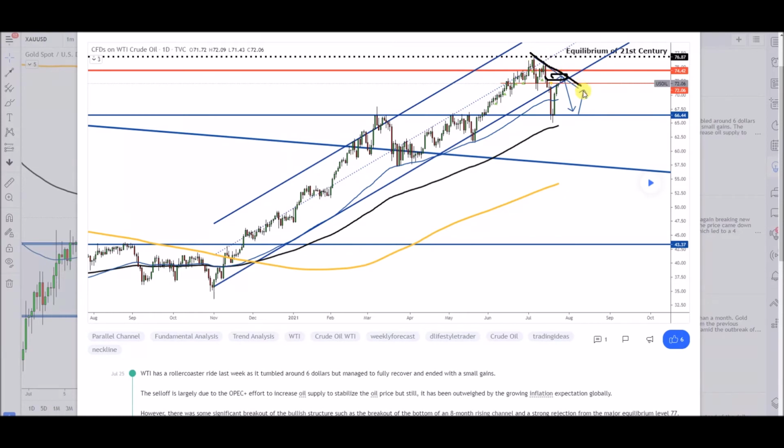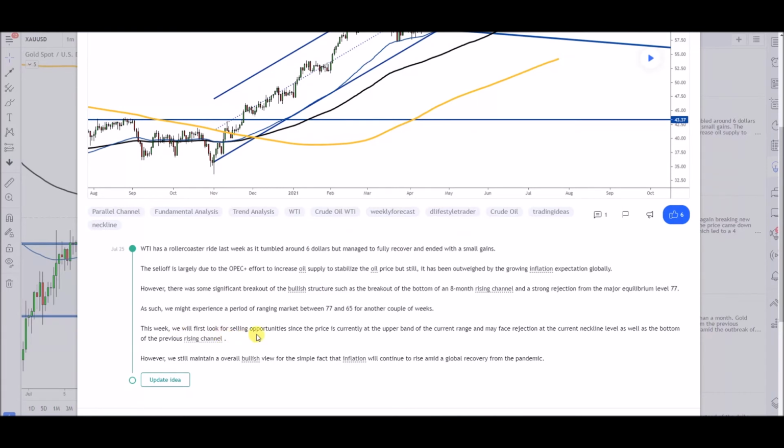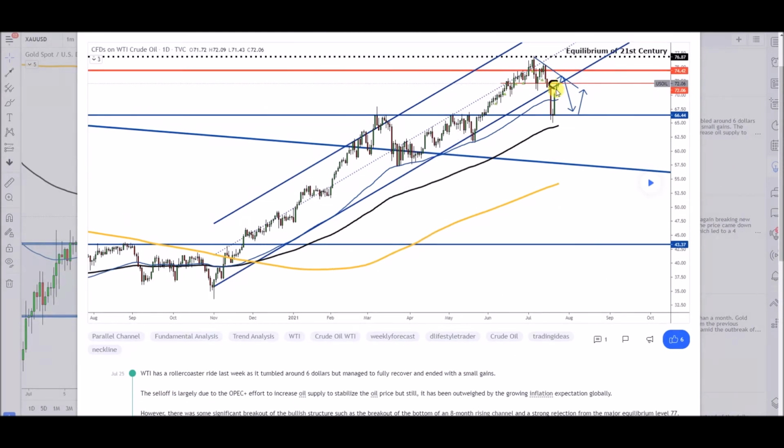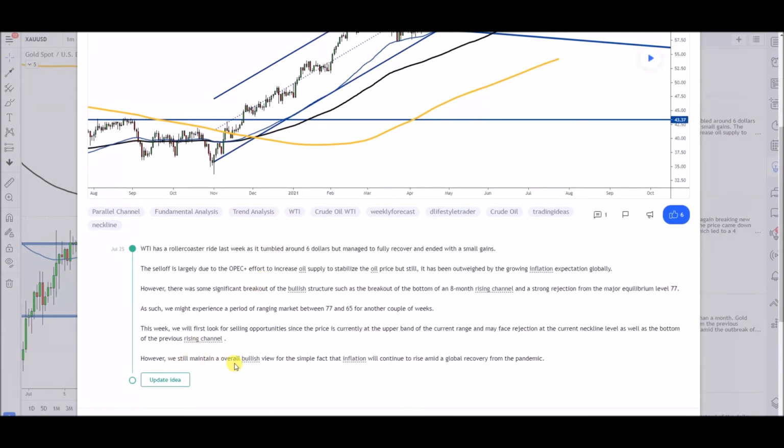We have a trend line right here, and therefore this week we will first look for selling opportunities, since the price is already at the upper band of the current range, and may face rejection at the current neckline level as well as the bottom of the previous rising channel. So right now it's at the bottom of the channel, and of course the neckline right here. So we have technical resistance to look for a selling opportunity. However, we still maintain an overall bullish view for the simple fact that inflation will continue to rise amid a global recovery from the pandemic.